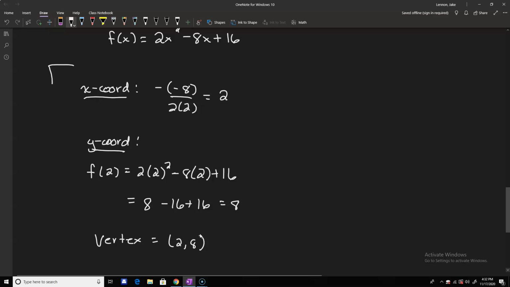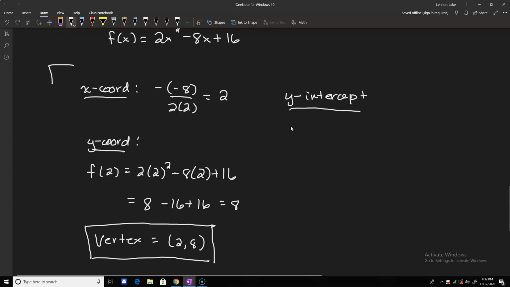Now we need to find all x-intercepts and y-intercepts. So I guess I'll box this in because this is one of the things we're looking for. So the y-intercept is also quite easy. The y-intercept, we just plug 0 in for x.